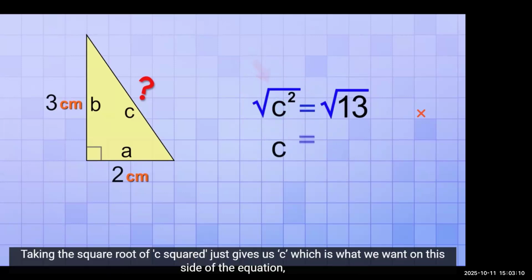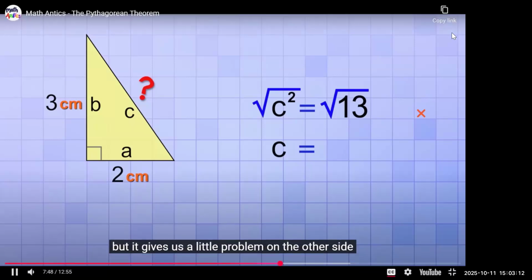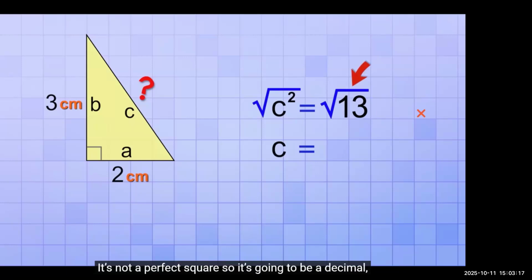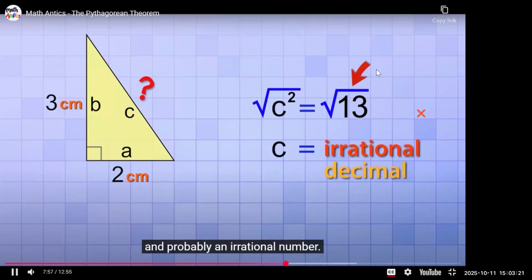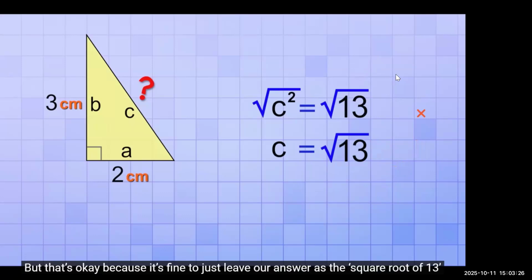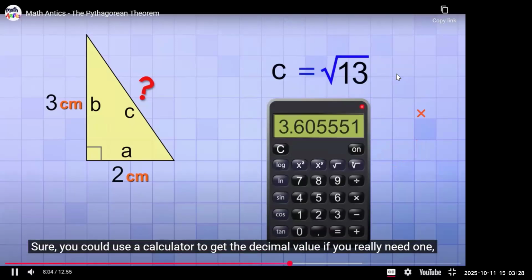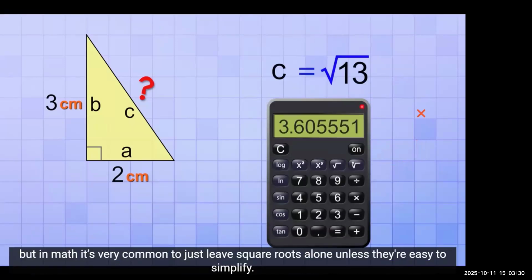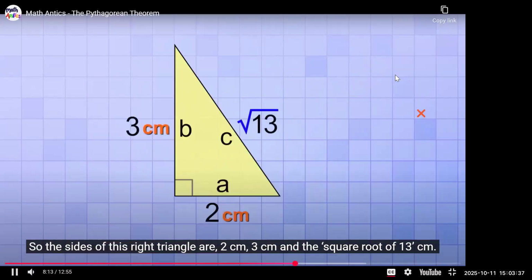side of the equation. But it gives us a little problem on the other side, because it's not easy to figure out what the square root of 13 is. It's not a perfect square, so it's going to be a decimal and probably an irrational number. But that's okay, because it's fine to just leave our answer as the square root of 13. Sure, you could use a calculator to get the decimal value if you really need one, but in math it's very common to just leave square roots alone unless they're easy to simplify. So the sides of this right triangle are 2 centimeters, 3 centimeters, and the square root of 13 centimeters.